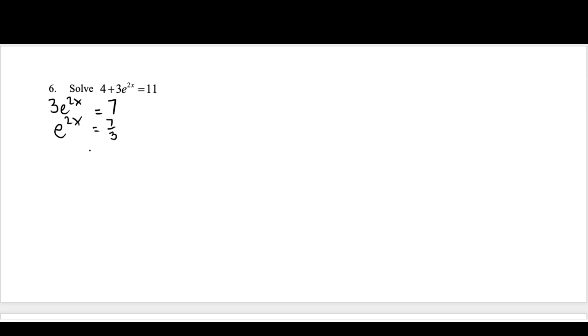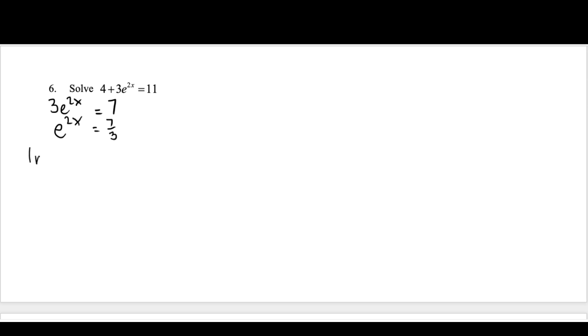Now, for many of these, it does not really matter if you use a natural logarithm or a common logarithm when you take the logarithm of both sides. But in this case, it makes the most sense to use a natural logarithm because the exponential has a base of e, right? And a natural logarithm is a logarithm with a base of e. So a natural logarithm will make it simplify down much quicker.